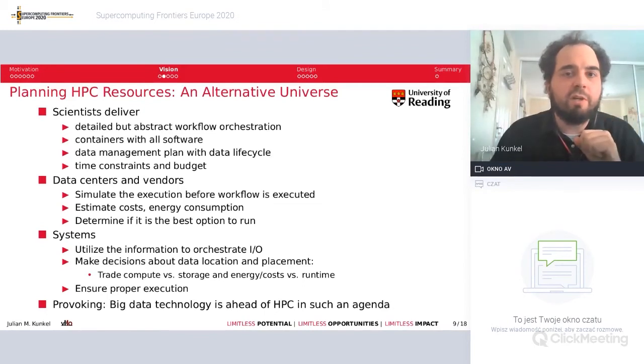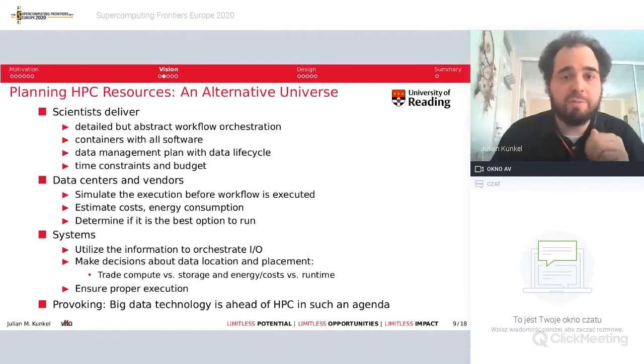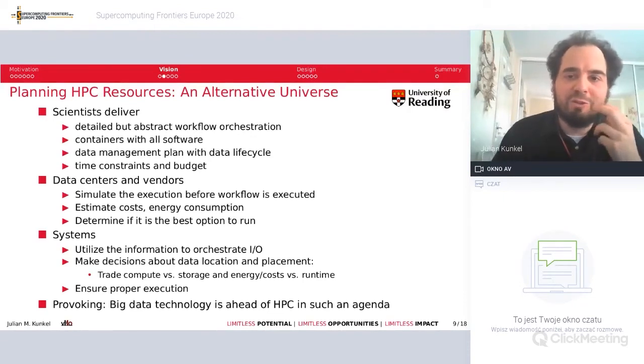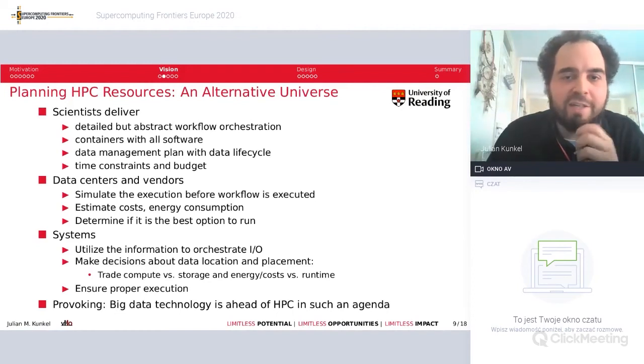From the side of the system, if you have the workflow information, you can maybe exploit it to orchestrate the I/O, make decisions about data location and placement, and maybe even trade compute versus storage and energy cost versus runtime, and all those kinds of fancy optimizations, I would say. So I would say, in terms of usability, big data is a little bit ahead of what we can do in HPC at the moment, and I hope we catch up to get a more flexible, dynamic environment.